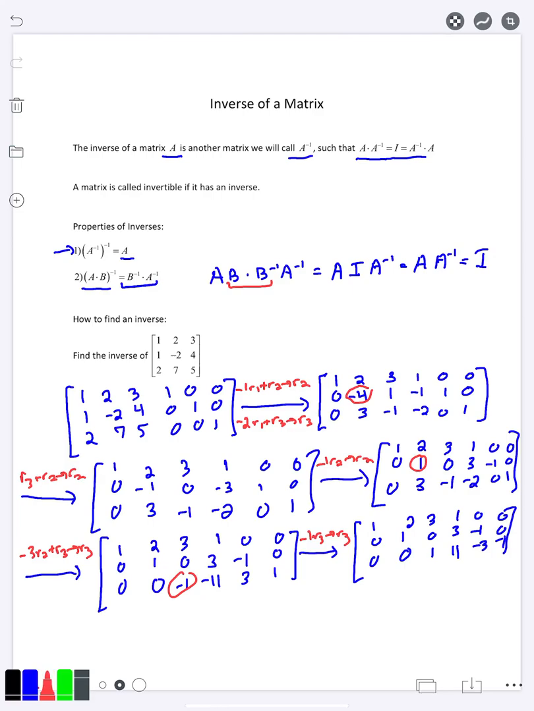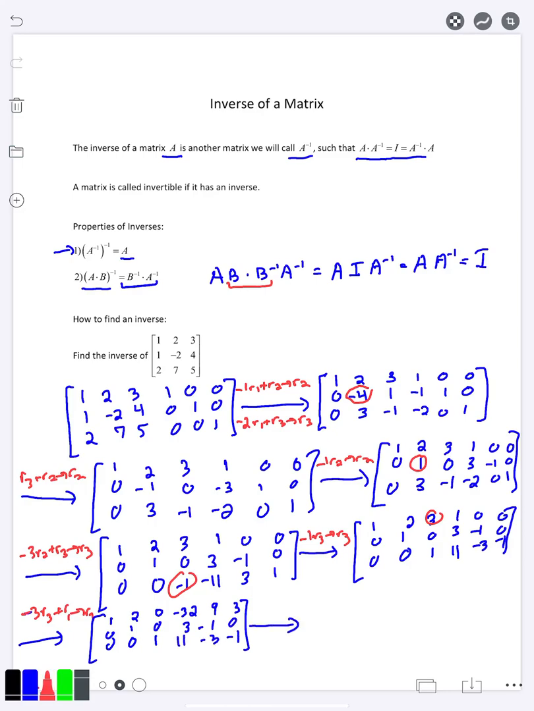And then we're going to go ahead and get 0 above that. Just a couple more steps here. Negative 3 row 3 plus row 1 goes to row 1. 0, 0, 1. So negative 3 times 11 is negative 33, plus 1 is negative 32. Negative 3 is positive 9, positive 3. And then we have 3, negative 1, 0. 11, negative 3, negative 1.